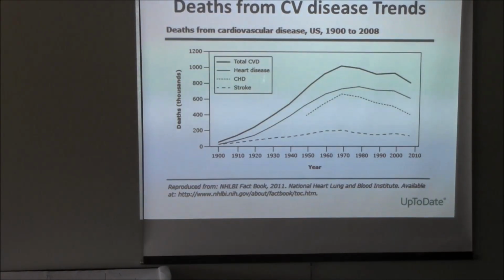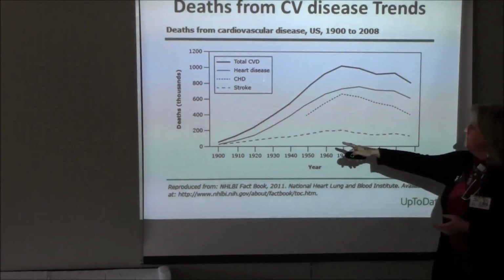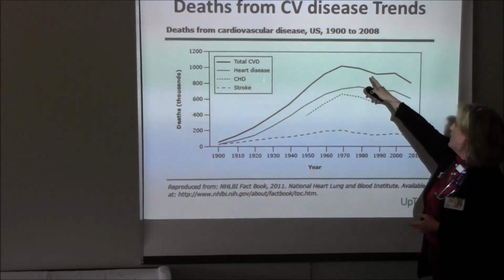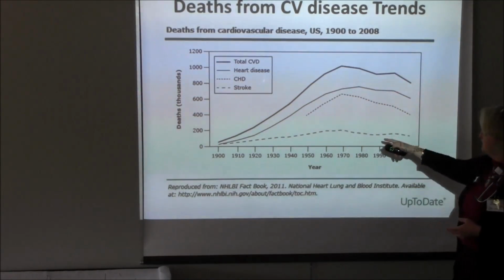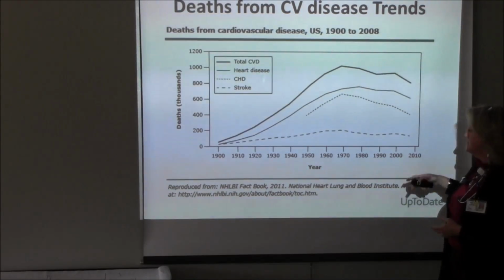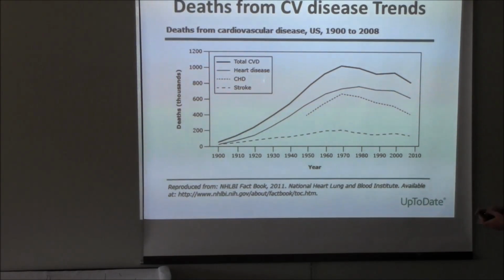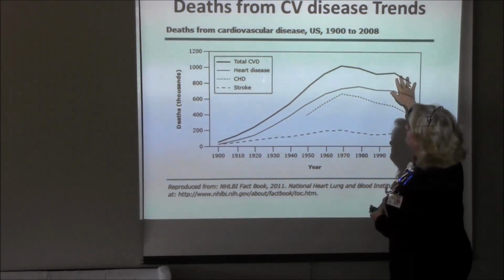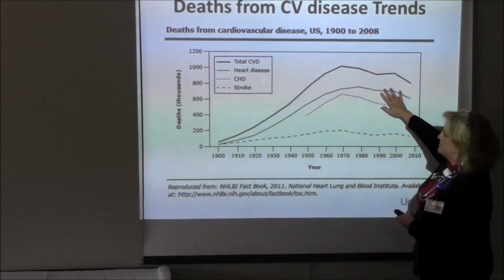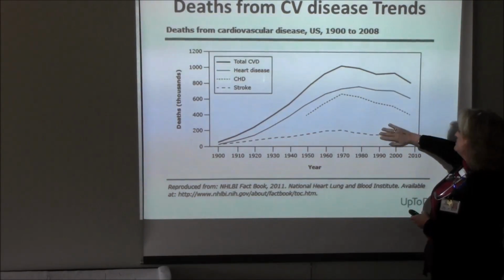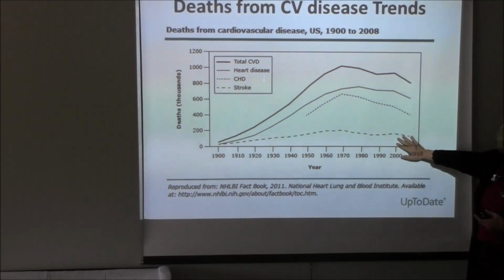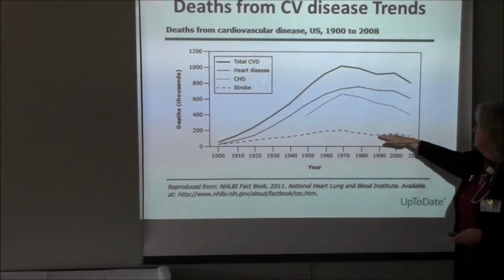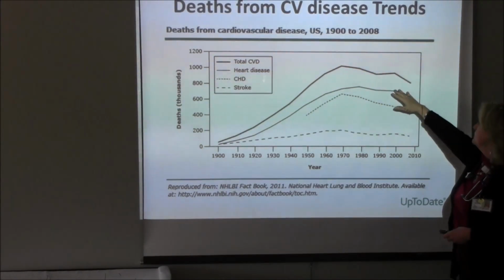Sorry about that. So you can see that the total deaths kind of went up, and now they're starting to decline. So that's what that last sentence was kind of saying. You can kind of see that heart disease is total cardiovascular disease. The second line is heart disease. This is our coronary heart disease, and then this is our stroke. Stroke's been on the lower level, but you can see it still stays about the same. But most of these have kind of gone down.